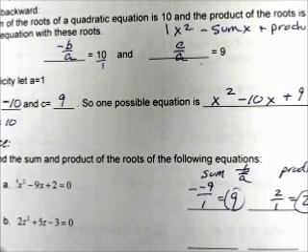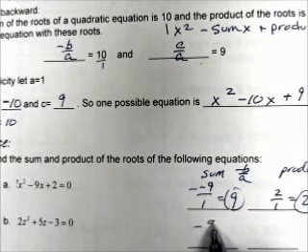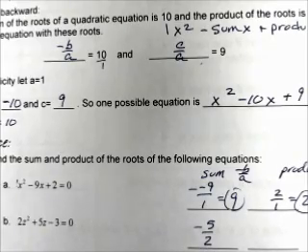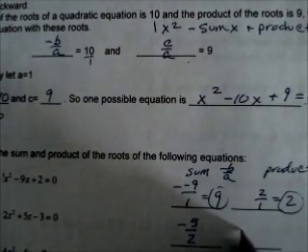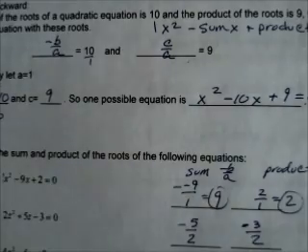And number 1b, a value is 2, b is 5, C is negative 3. So our sum would be negative 5 over A, which is 2. And our product would be negative 3 over 2.